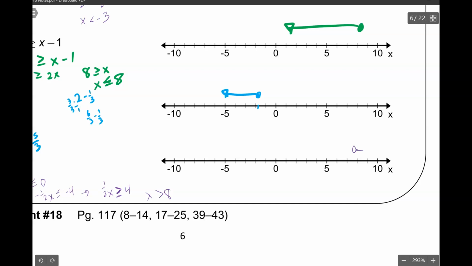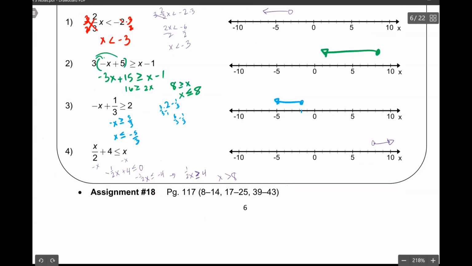So we had to flip because I multiplied by a negative number. Right, so right here, multiplied by a negative, so therefore I had to flip my inequality.